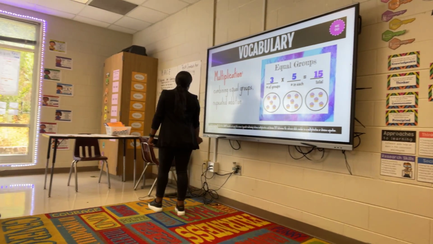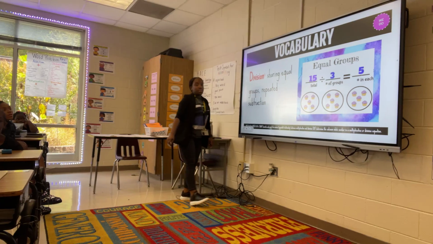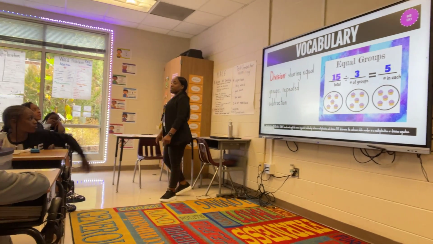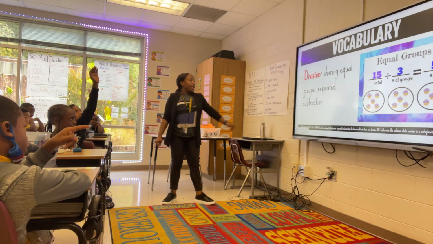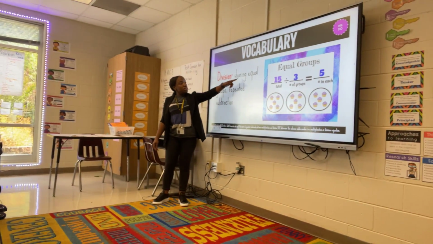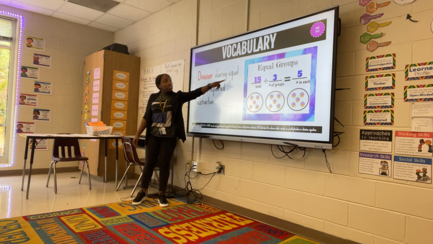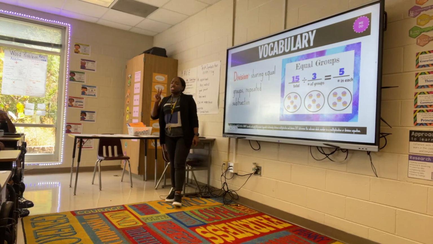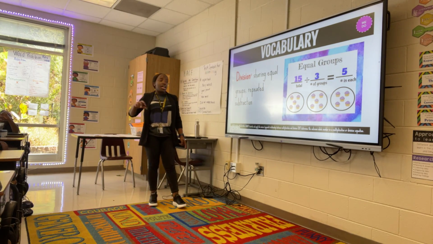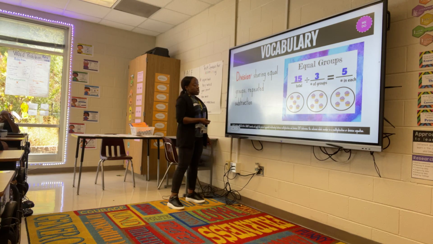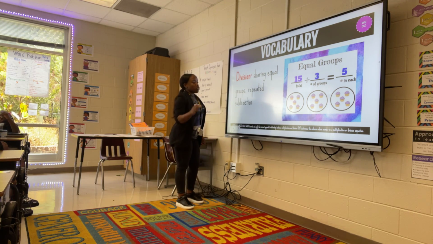Let's see about our strategy for division. I'll call on a lucky friend to read this for me. Adrian, let's read. Repeated sharing, equal groups. Repeated subtraction. So those are two strategies that we can use to find the quotient in division. We can do sharing equal groups and repeated subtraction.